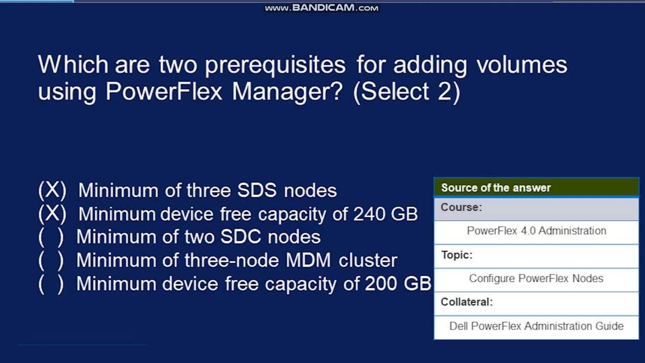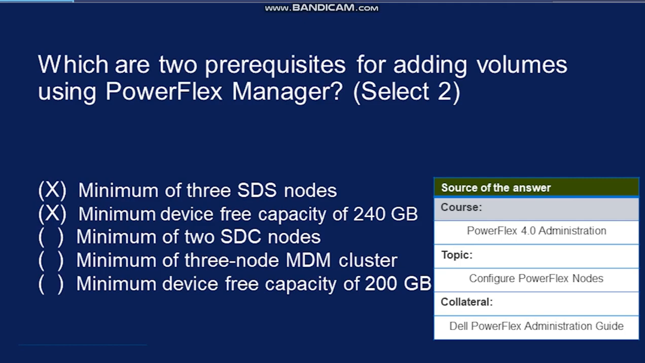When creating new volumes, there must be sufficient capacity to create them. That capacity is derived from storage data servers, or SDSs, and the minimum number of SDSs to create a cluster is 3. While only 2 SDCs are required to make a cluster, SDCs consume storage, not provide it, so that answer is incorrect.